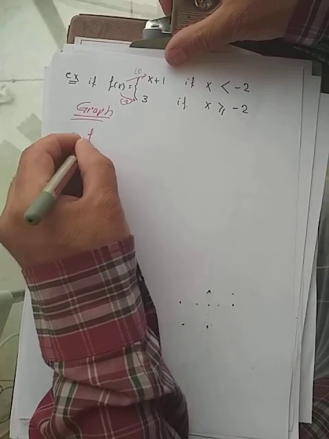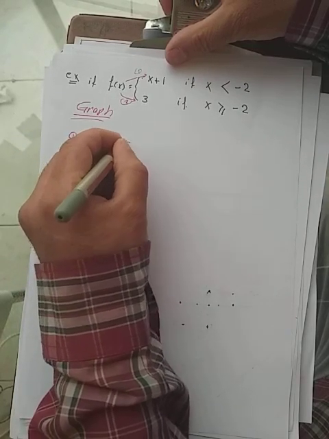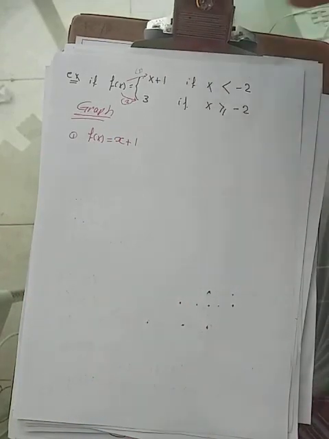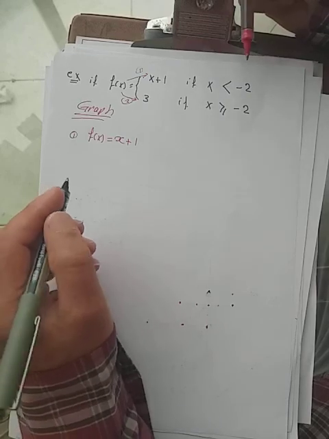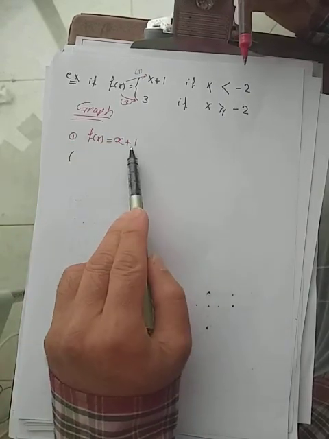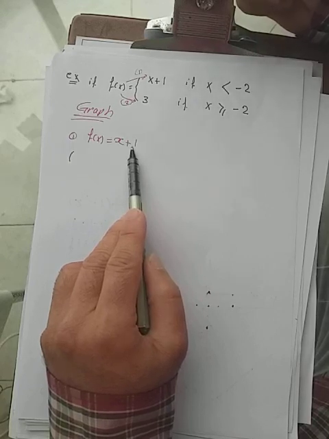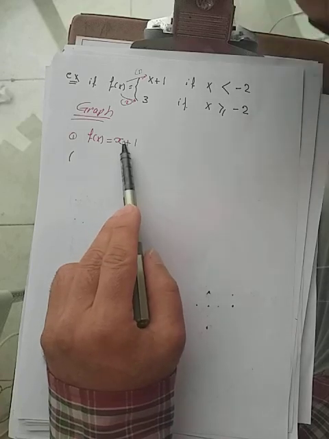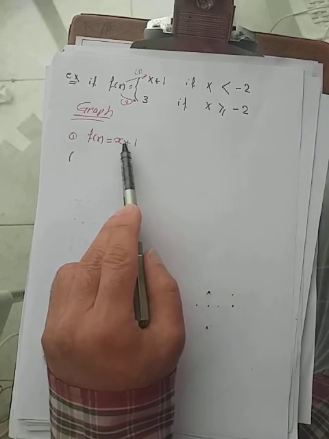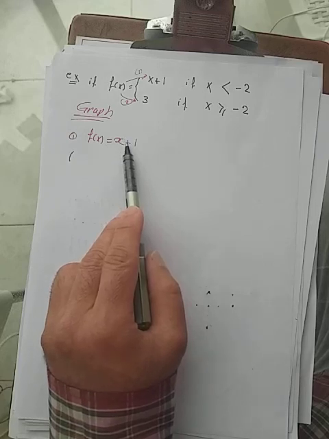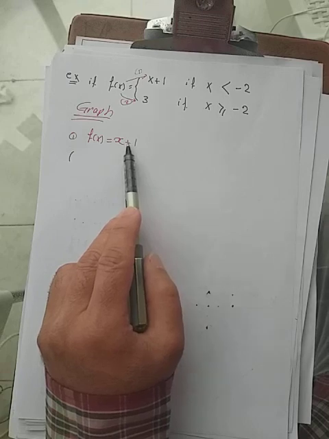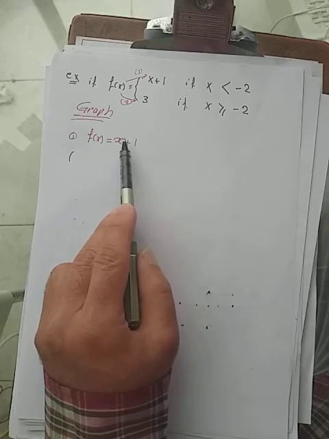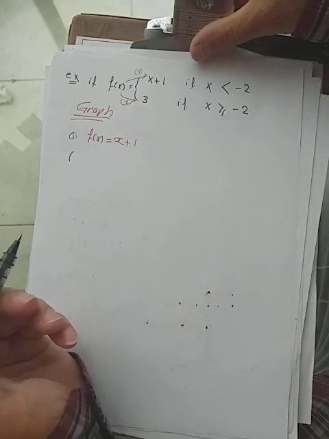Number 1, f of x is equal to x plus 1. To graph any line, we need 2 points. This is a line, you know, sure, but why is this a linear equation? Look at x, do you have a power more than 1? No, the power is 1. We don't have absolute value, we don't have a radical, it's not a fraction, then this is a linear line. To graph any line, we need 2 points.